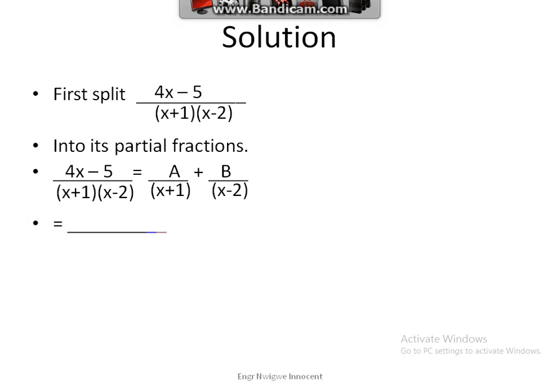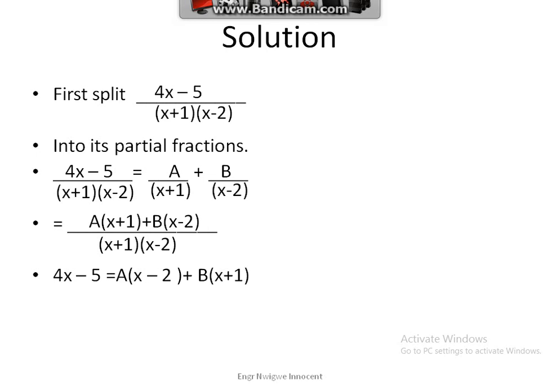If you find their LCM, which is (s + 1)(s - 2), then for the numerator, when (s + 1) cancels (s + 1), we are left with (s - 2) times A. Then for B, when (s - 2) cancels (s - 2), we are left with (s + 1). Therefore 4s - 5 equals A(s - 2) plus B(s + 1).